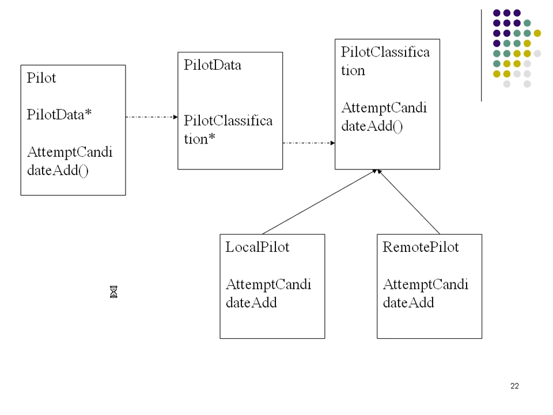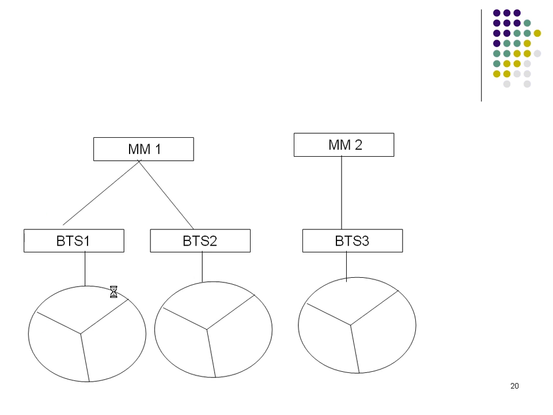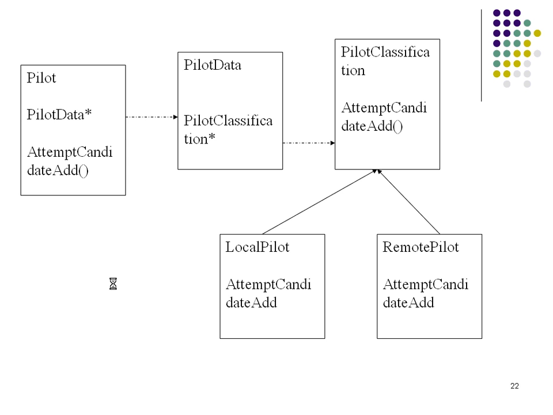Now let's look at the right side of this picture. A pilot can be a local pilot or a remote pilot. If you have a pilot which is associated with a sector on BTS2, then it would be a local pilot, because the call is on BTS1. But if the mobile sends information about a pilot which is on BTS3, then this pilot, as seen from MM1, is going to be a remote pilot. So the right side of the picture shows a pilot classification hierarchy. It also says that the method attempt candidate add, which is an operation, is going to be implemented differently for a local pilot and a remote pilot. Because for a local pilot, we would probably just send a message to the BTS. But for a remote pilot, when you try to add that leg on the other BTS, BTS3 in this case, you have to send a message to MM2. Now that is the right part of the picture.